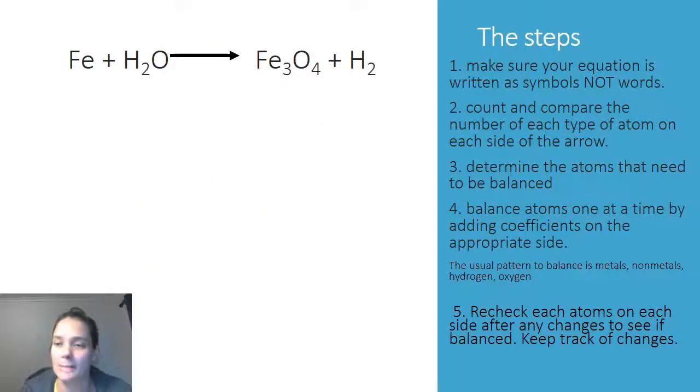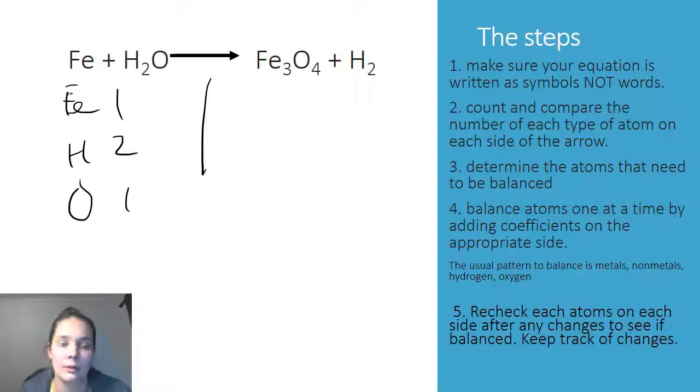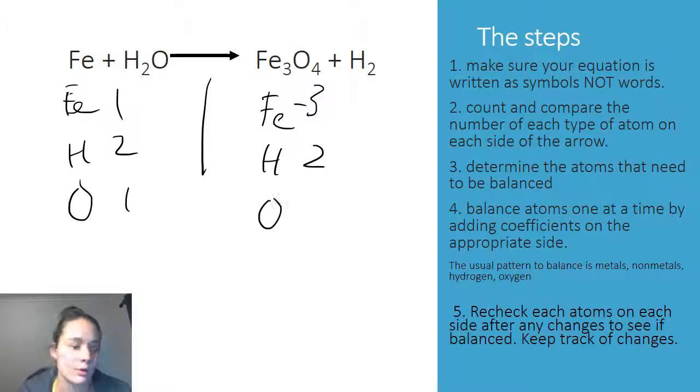Okay, next one. FeH2O, Fe3O4H2. All right, split down the middle. Write them out. Fe1H2O1. Fe3H2O4. Okay. My hydrogens are already the same.